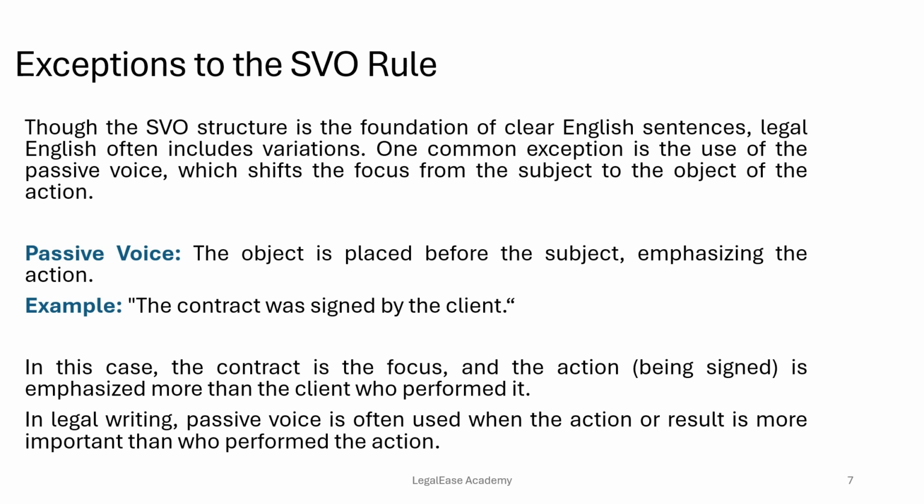In legal writing, the passive voice is often used when the action or result is more important than who performed the action. So another example of this would be a guilty verdict was handed down, or a guilty verdict was passed. So it's not important that a judge passed the verdict or which specific judge. All that matters is that a verdict was passed.